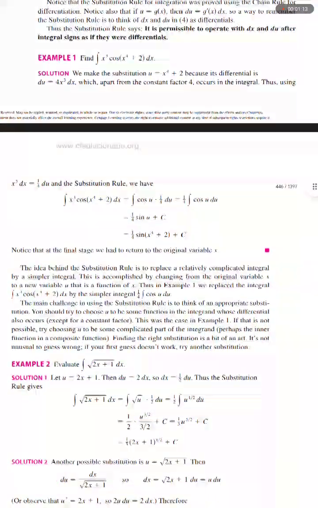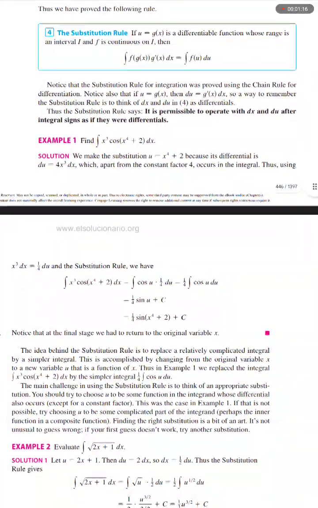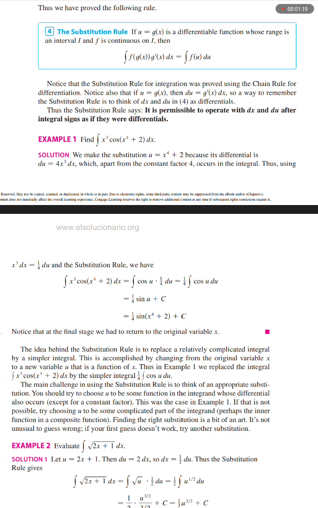Example 1. Find the integral of x cubed cosine of x to the fourth power plus 2 dx. Solution. We make the substitution u equals x to the fourth power plus 2 because its differential is du equals 4 x cubed dx, which apart from the constant factor 4 occurs in the integral.